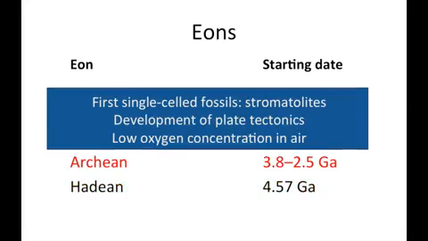The next eon is called the Archean. This was the base of where we started to see oceans and single-celled fossils, fossil life. The geologic record documents these single-cell fossils and the sedimentary structures that they left behind called stromatolites, and we'll find out more about those in this class. Also, during this period of time, the oxygen concentration was relatively low, and the process of plate tectonics had not really started yet on the planet.